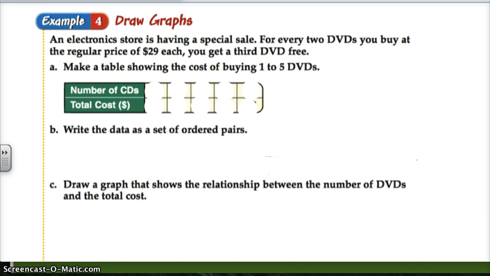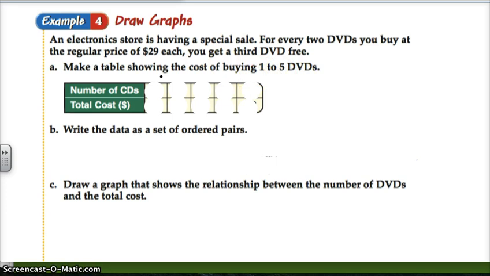So in this example, example 4, we're going to draw a graph, but first let's check out the information we're going to use to draw a graph. The first thing, we're going to recognize that an electronics store is having a special sale. For every 2 DVDs you buy at the regular price of $29, you get a third free. Make a table showing the cost of buying 1 to 5 DVDs. So simply put, we're going to actually use this information to fill in the chart.